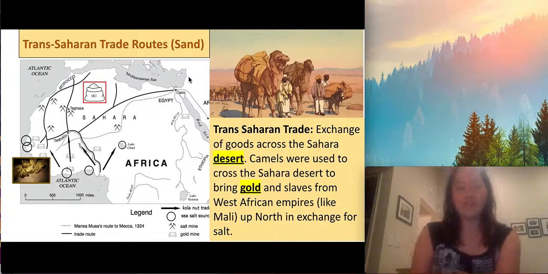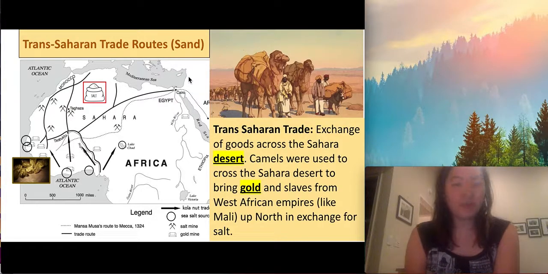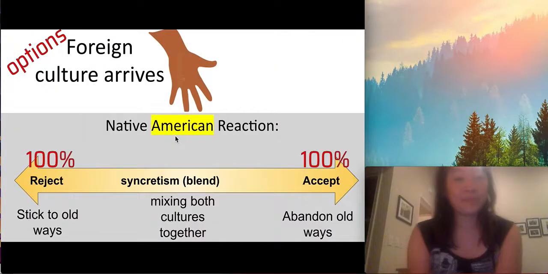Oh, right. The Trans-Saharan trade routes. This is an exchange of goods across the Sahara Desert. Camels were used to cross the Sahara Desert to bring gold and slaves from West African empires like Mali up north in exchange for salt, which was more scarce in West African areas.